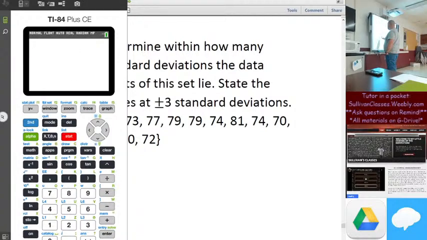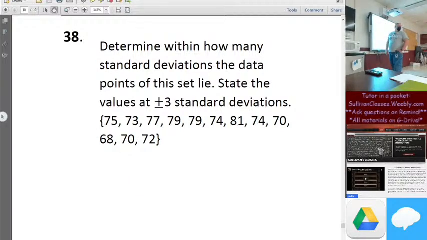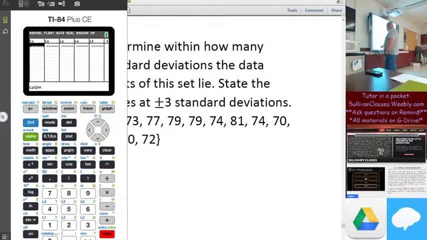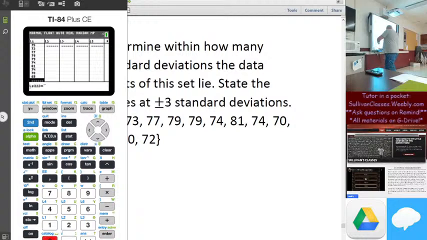I'm going to reset everything. I'm going to go back to my stats, edit, and I'm going to dump all these in. So, 75, 73, 77, 79, 79, 74, 81, 74, 70, 68. So yeah, 70 and 72. Okay, so I got 12 data points.